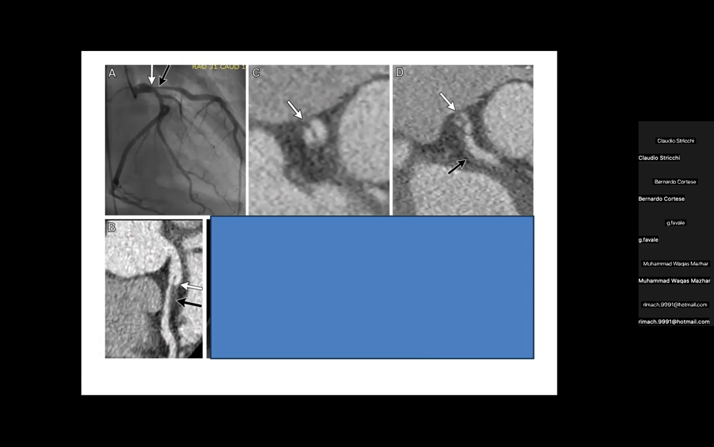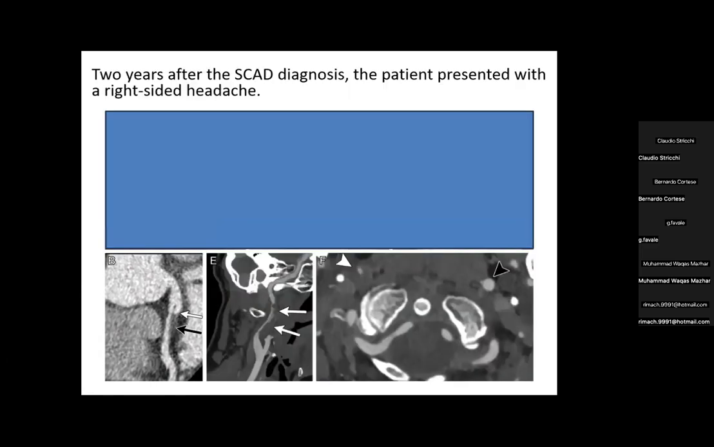For those who are less experienced with CT scan and coronary dissection, this is a very nice picture of this type of disease. Can you see it? Can you understand it? The red arrow is the dissection, and the black arrow is the intramural hematoma in the proximal LAD. Nice. Two years later, the patient presented with a right-sided headache.